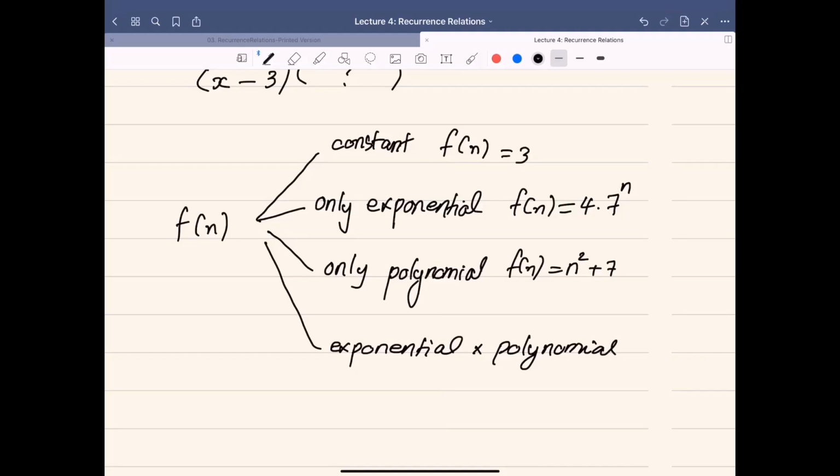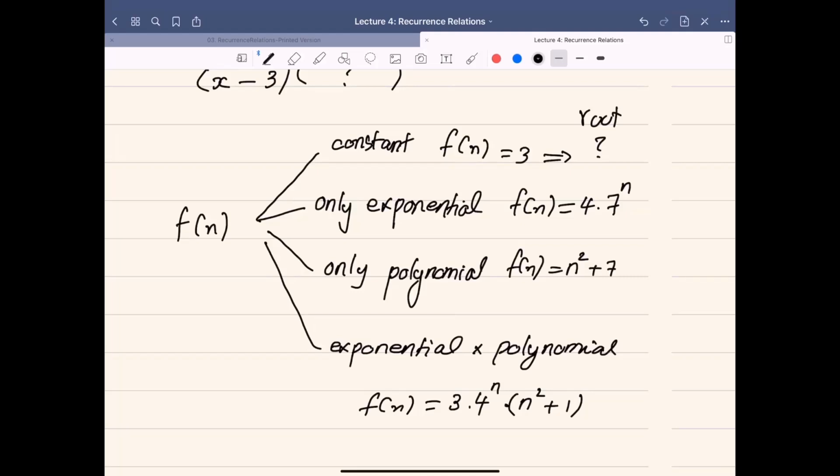An example of this, f(n) is equal to 3 multiplied by 4 raised to power n multiplied by n squared, or multiplied by n squared plus 1. We will go over them one by one and show you what the root will be. If it is a constant, what will be the root? If it is only exponential, what is the root? If it is only polynomial, what is the root? And if it is exponential multiplied by a polynomial, what is the root? We are going to cover only those types of functions.